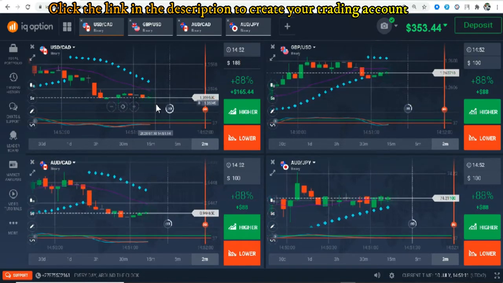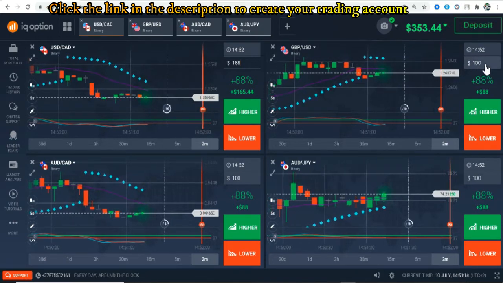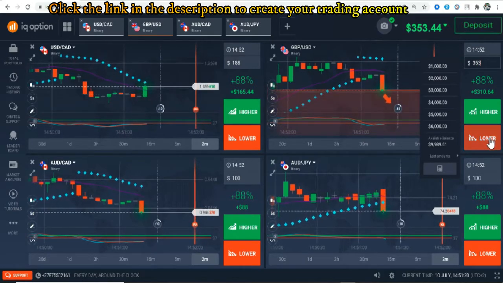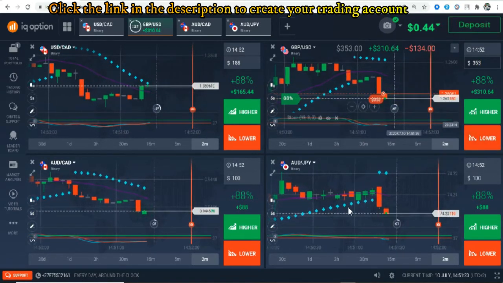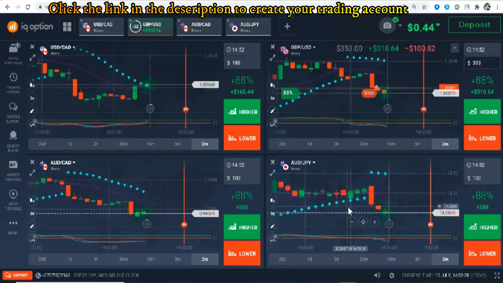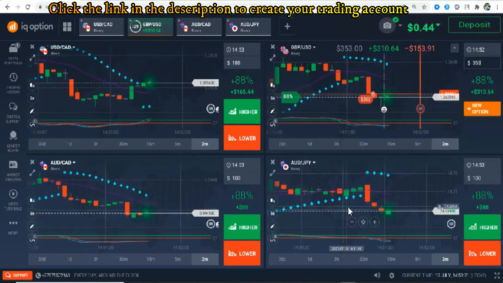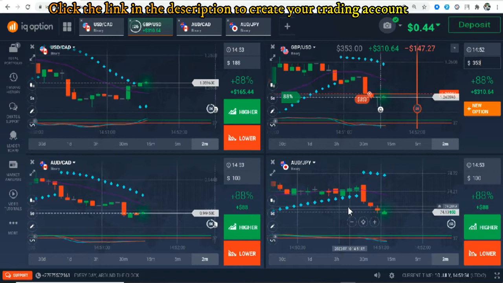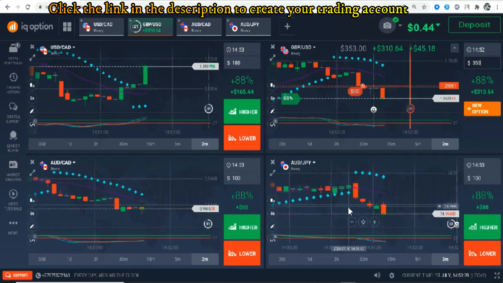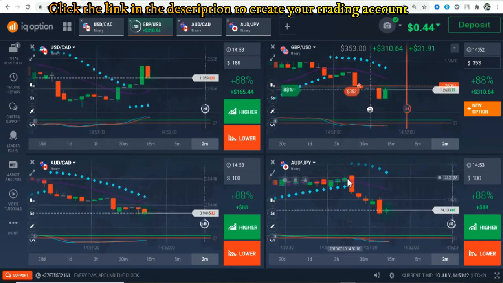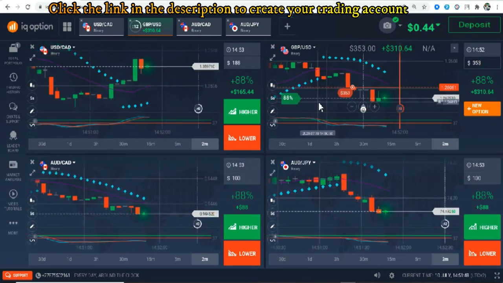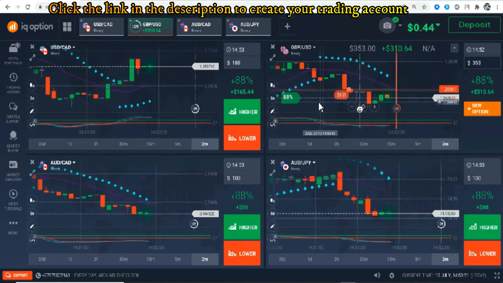So we want to add the 188 plus the 165 together. All right, let's write 353 sell. So we've sold the whole 353 on pound US dollar. So if this trade wins, we're getting a profit of 310, and we'll be left with just one trade to reach 1,000, because we're going to add the whole 353 plus the 310 and then we trade.